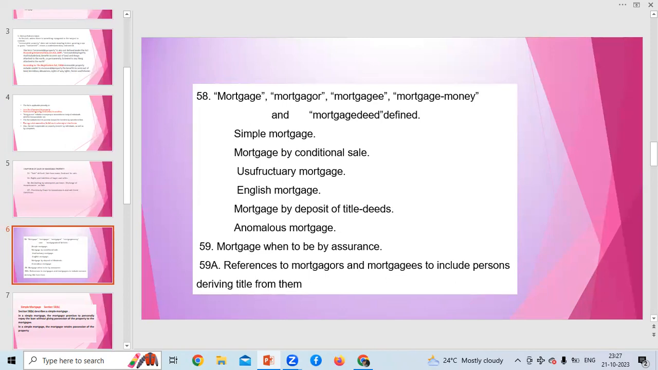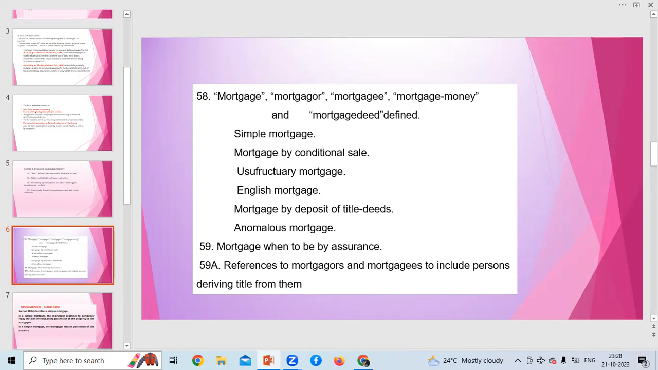Mortgagor is the person who is having the property, and mortgagee is the person who is giving money for the sake of a loan or any kind of consideration for the property. So papers will be kept with the banks, and the property possession or part of it will be with the owner. So mortgage money and mortgage deed are defined in section 58. So section 58 is talking about mortgage, mortgagor, mortgagee. These are the two parties, mortgagor and mortgagee, along with mortgage money and mortgage deed.